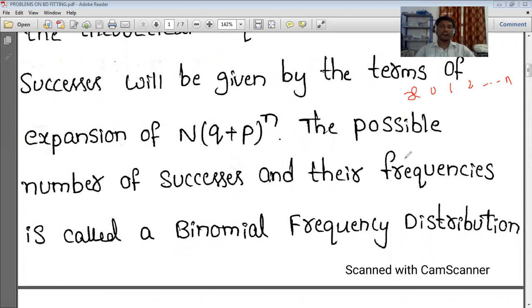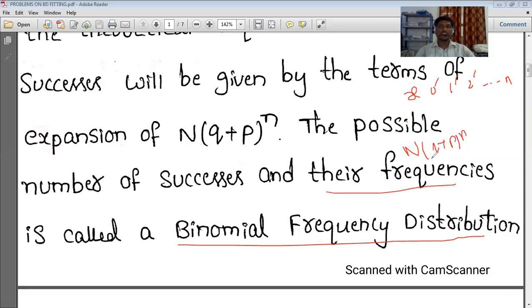So how are we calculating frequencies? Capital N into (q plus p) whole power n. By using this we are calculating frequencies. By these two, we simply call it a binomial frequency distribution. These are the possible numbers of successes and their frequencies. By using this we calculate frequencies, and then we call that a binomial frequency distribution.